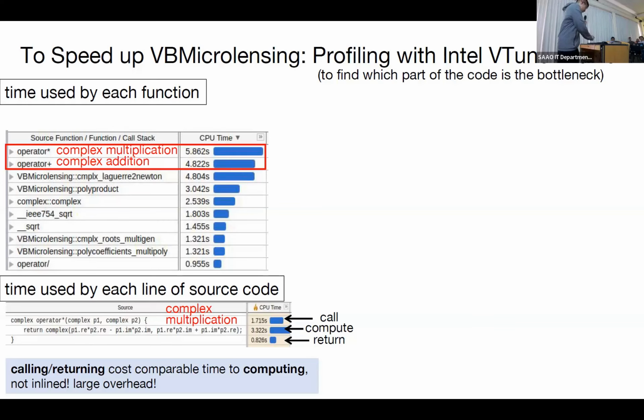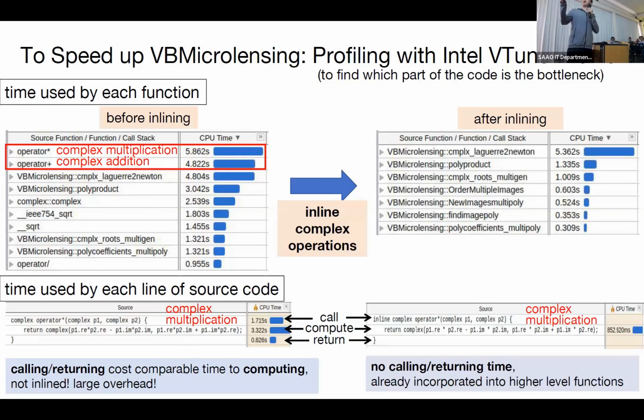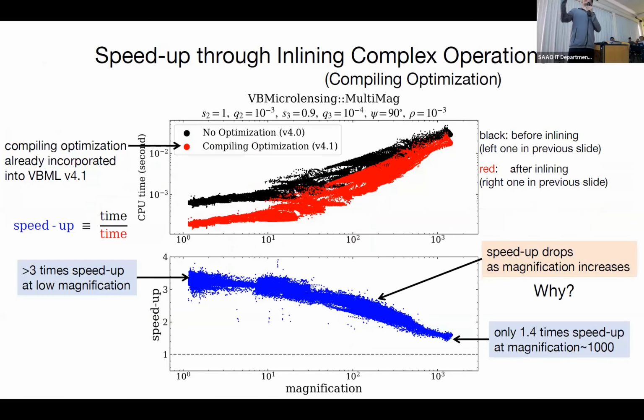It causes large overhead. So we inline all these complex operations, and you see after inlining, there are no complex operations here. We go back to the complex multiplication, and we found that there is no calling and returning time, and only calculation costs time. So this function has already been inlined into these higher level functions. What's the speed up from inlining all the complex operations? Hereafter we'll call it compiling optimization. We use VBMicroLensing to calculate magnification from 1 to 1000. Here is the CPU time in seconds for each point. The black points are for the version with no optimization, and the red ones are for the version with compiling optimization. By the way, the compiling optimization has already been incorporated into VBMicroLensing version 4.1.